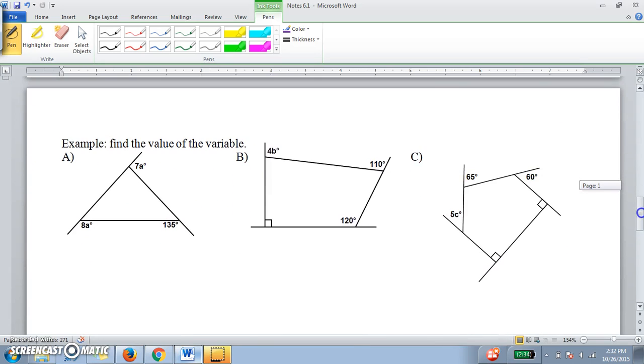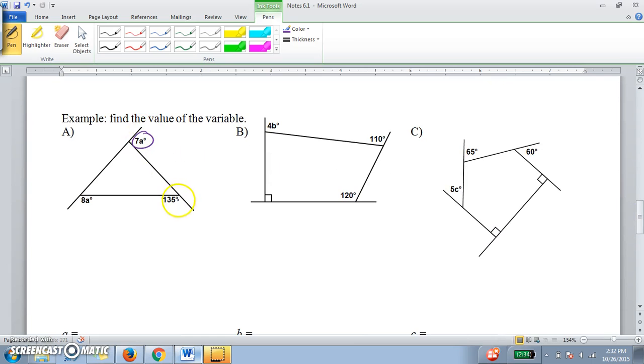So find the value of the variables. These are all exterior angles right here. So I know that they all have to add up to 360. So add them all up and set it equal to 360. 15a plus 135 equals 360.